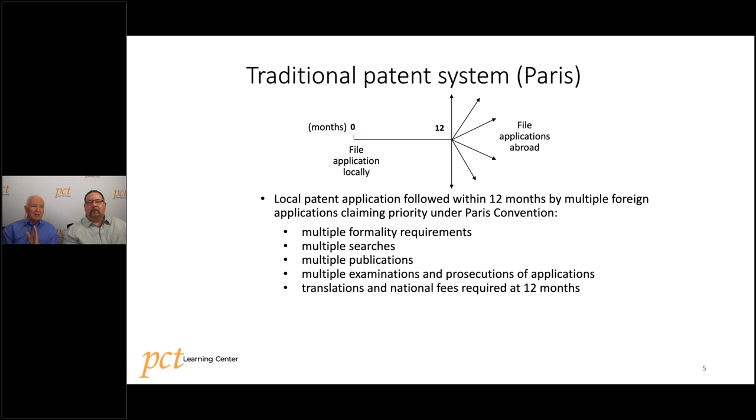So it's classification. It's not the mark itself. It's where it ends up being, the classes it ends up being registered in. Yeah. All right. So just to review, what's the traditional system?